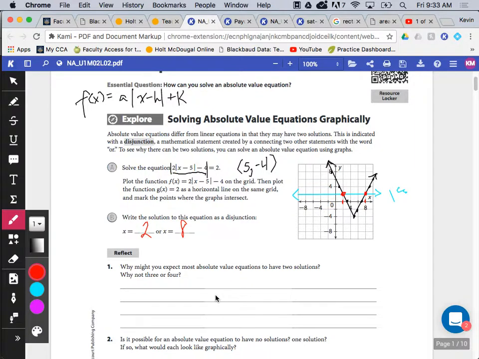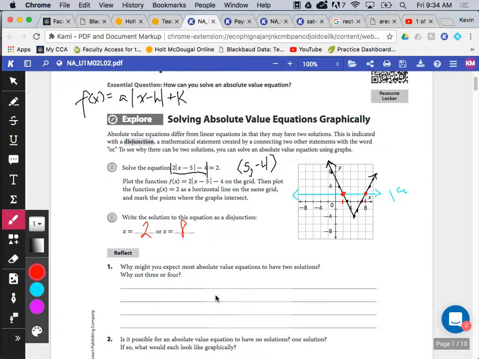Why might you expect most absolute value equations to have 2 solutions? Because you got this V shape here. It's going to intersect twice, right? Why not 3 or 4? Is it possible for one line to intersect this 3 or 4 times? No. You have to curve back around or something. Could it have one solution? Where would it have to intersect? At the vertex. Could it have 0 solutions? Yeah. What if the line is down here? Then it's 0 solutions. You see that?